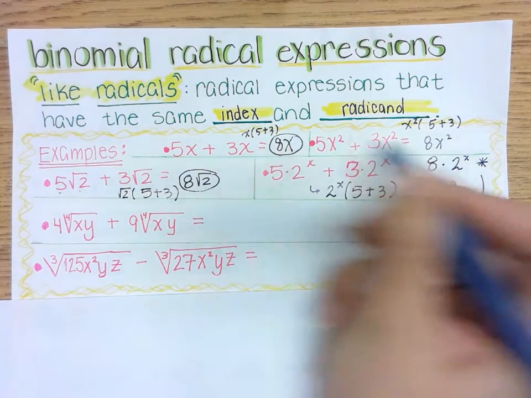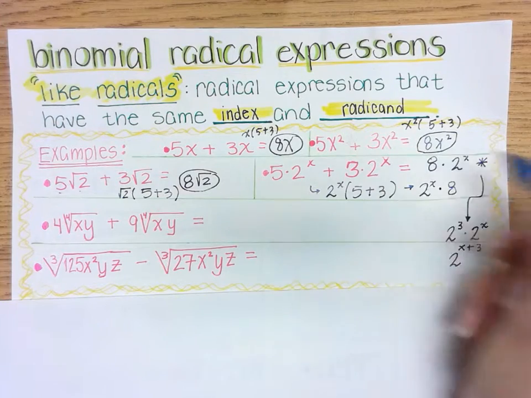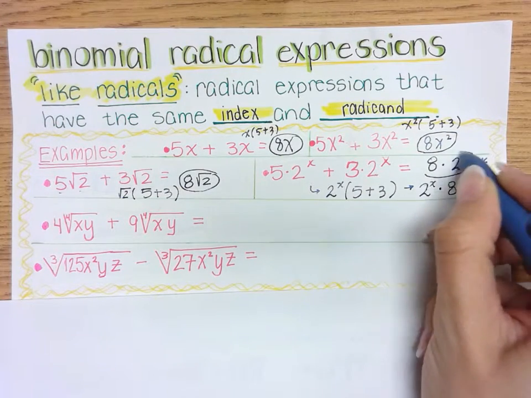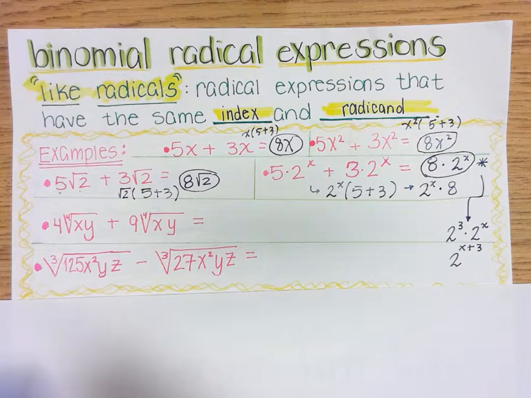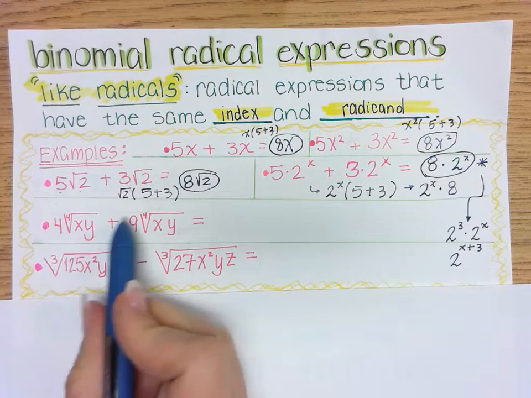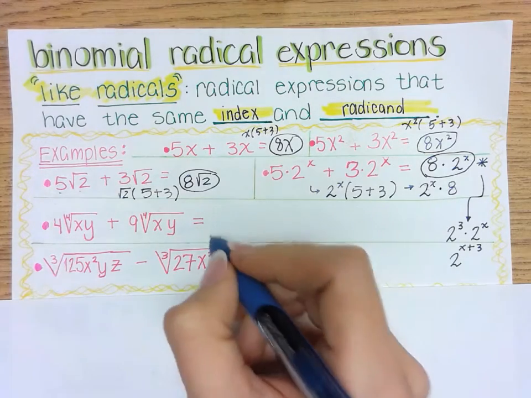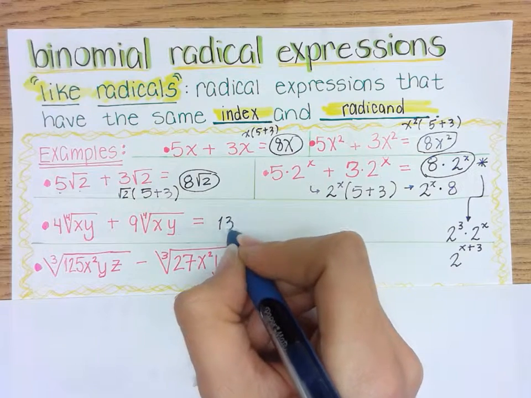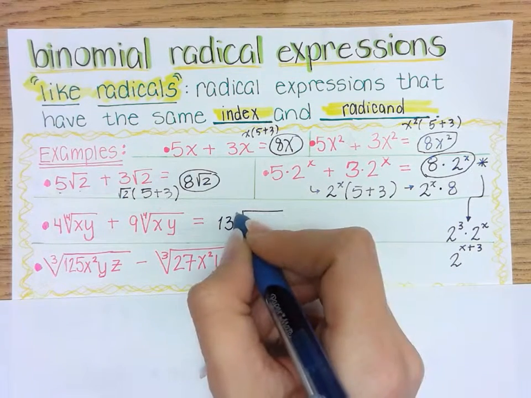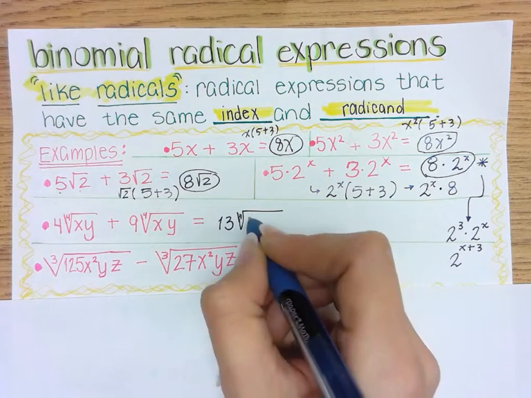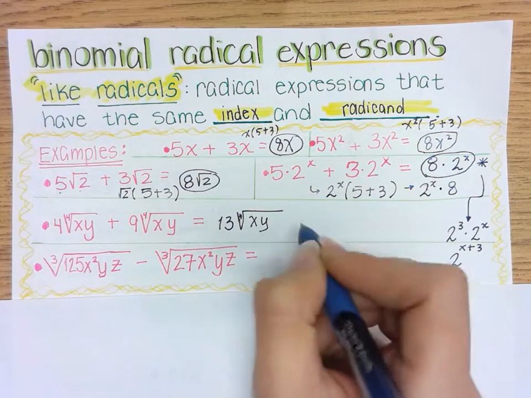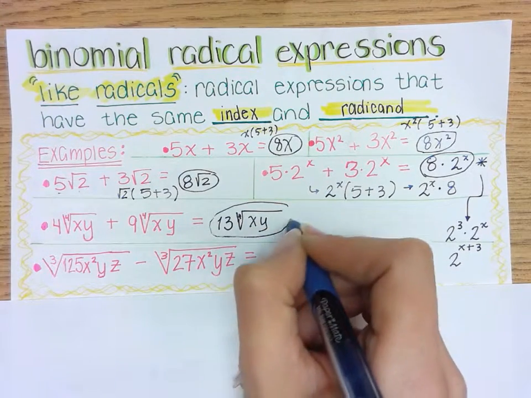So I keep using the same numbers because I really just want to highlight what is happening in each of these cases. Again, like radicals, you have the same index, same radicand. We'll get 13 fourth root of xy, really tucking it in there. Done. That is the solution.